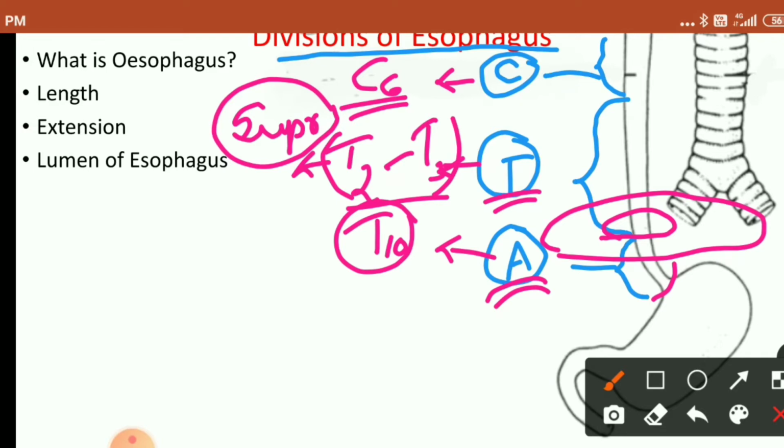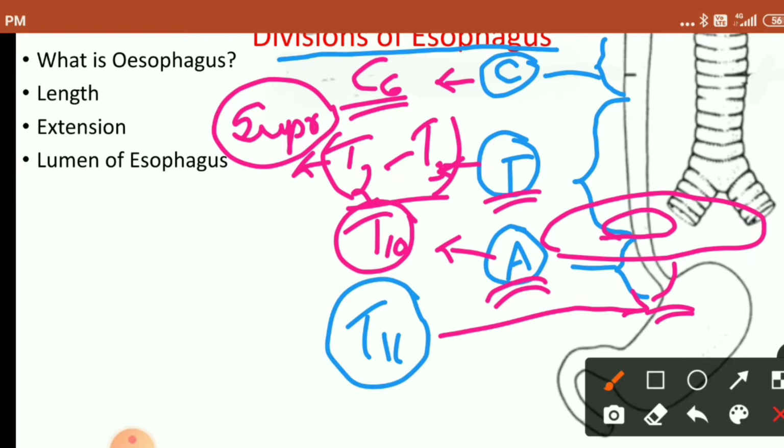So just have a quick review. From the lower part of the pharynx to the suprasternal notch, we have the cervical part. From the suprasternal notch to the esophageal hiatus, we have the thoracic part, and from the esophageal hiatus to the cardiac notch of the stomach, we have the abdominal part. What will be the vertebral level? The cervical part extends from the 6th cervical vertebra to the 2nd to 3rd thoracic vertebra, and the thoracic part extends from the 3rd thoracic vertebra to the 10th thoracic vertebra. On the other hand, the abdominal part extends from the 10th thoracic vertebra to the 11th thoracic vertebra.